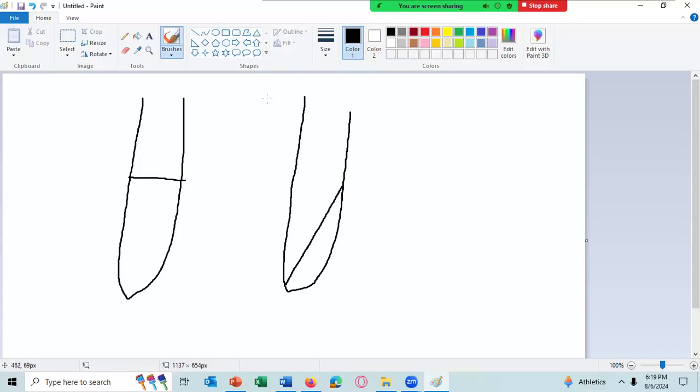Come on, mouse. I'm not getting my mouse to show up. I don't know why. Oh, there it is. Well, now it's disappeared again.